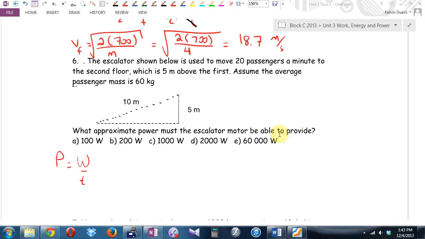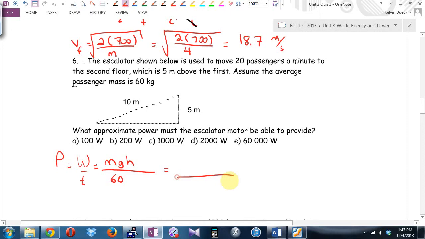I'm going to use work over time. And the time that we're talking about is 60 seconds. The work is going to be mg, and use the 5, not the 10. I guarantee one of the answers that you could pick from would be if you used the 10, because that's the direction the escalator is traveling. But that's not the direction of the force that we're doing work against, right? So it's going to be over 60. There's going to be a 10 here. There's going to be a 9.8.